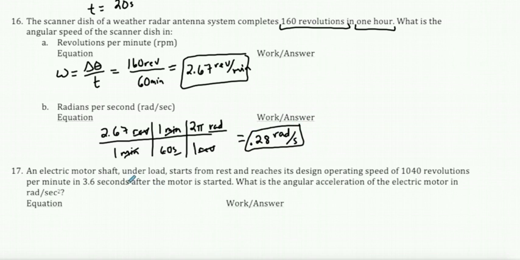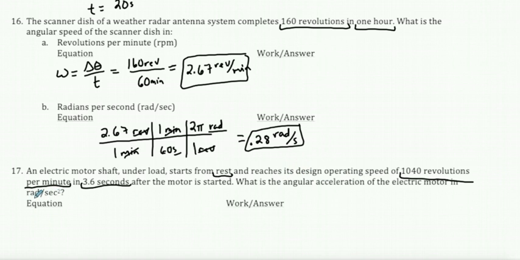So let's look at the last one here. We're looking at angular acceleration. We have an electric motor shaft under load, starts from rest. Remember, that's an important word to underline. It reaches its design operating speed of 1,040 revolutions per minute. That's another important piece. In 3.6 seconds after the motor started. What's the angular acceleration of the electric motor in radians per second squared?